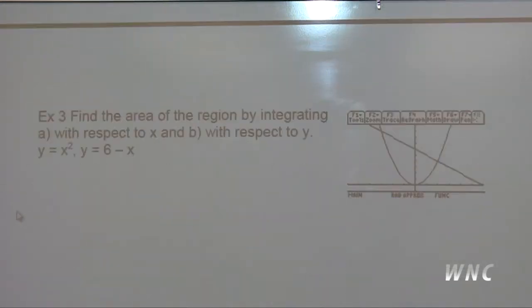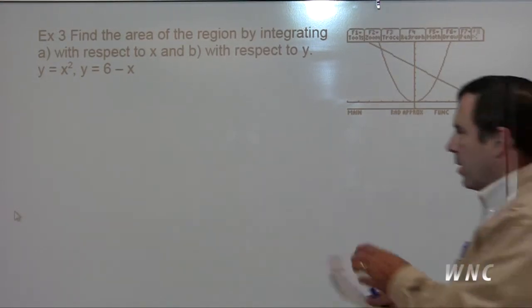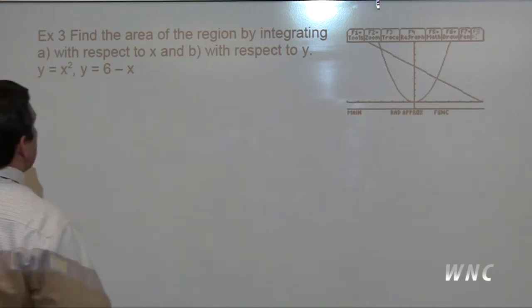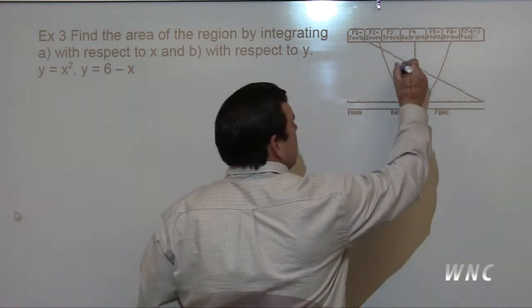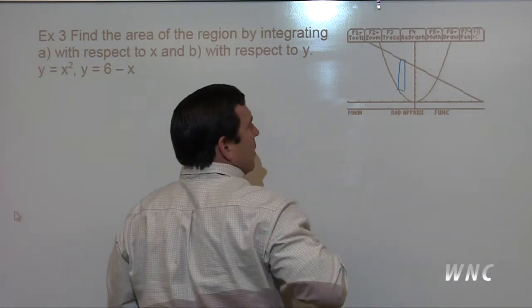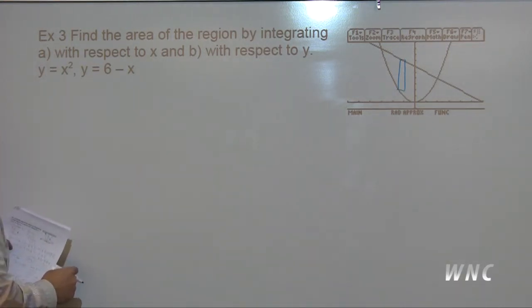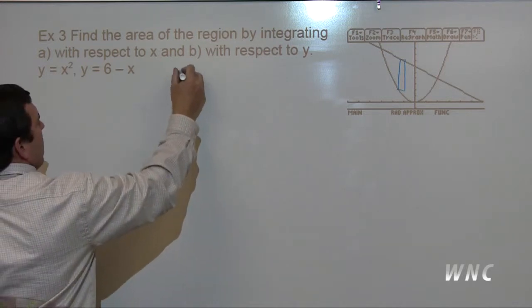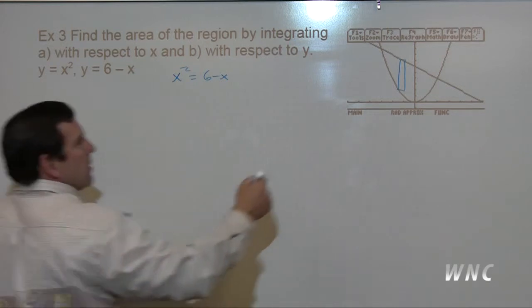Example 3. Find the area of the region by integrating with respect to x and with respect to y. So in the first case, this is what we're most used to seeing. That'd be our representative rectangle. First, x squared equals 6 minus x. We've got to solve, find these places of intersection.